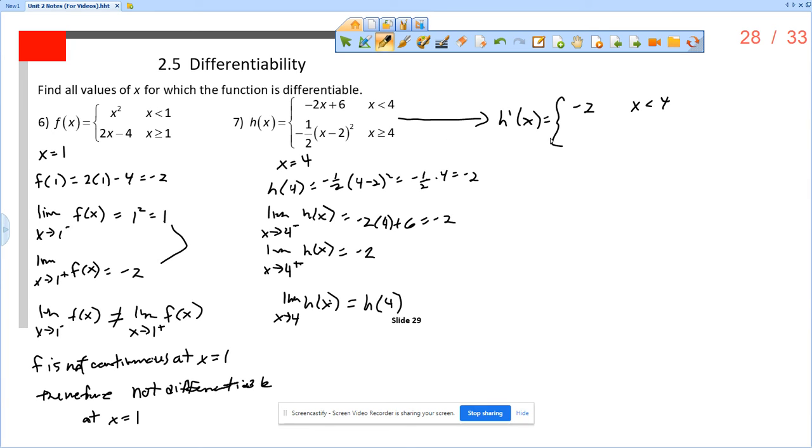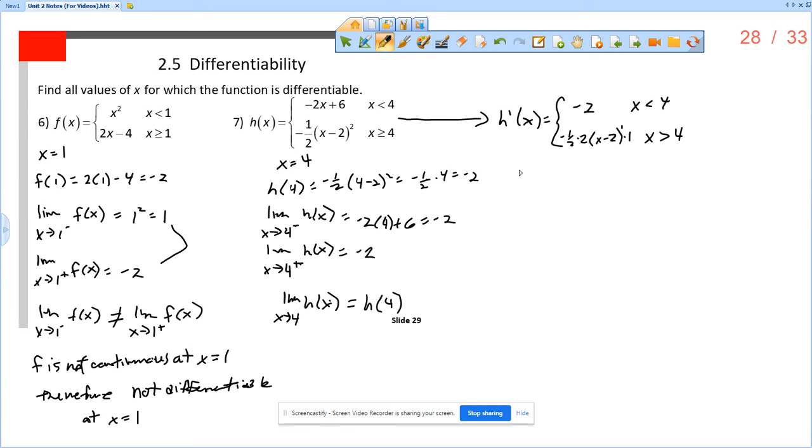All right, bottom piece. So now we're going to use the chain rule. Negative 1/2 of, now we bring the 2 in front, so times 2 times x minus 2 to the first, times the derivative of x minus 2, which is of course 1, and that's going to be good when x is greater than 4. We can't say equals yet because this could only be defined at x equals 4 if the derivative from the left and the derivative from the right are the same.